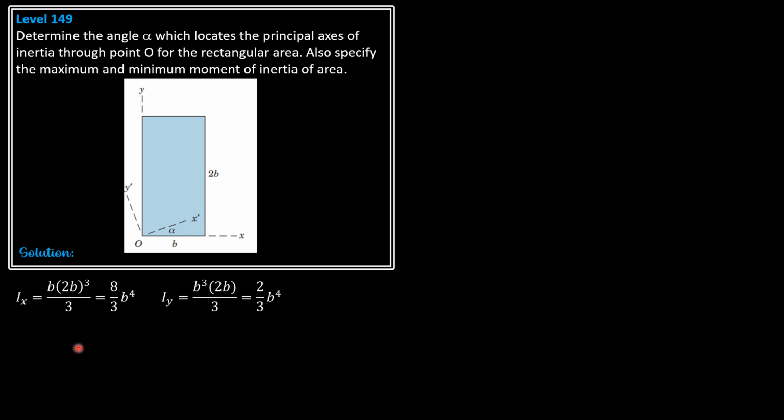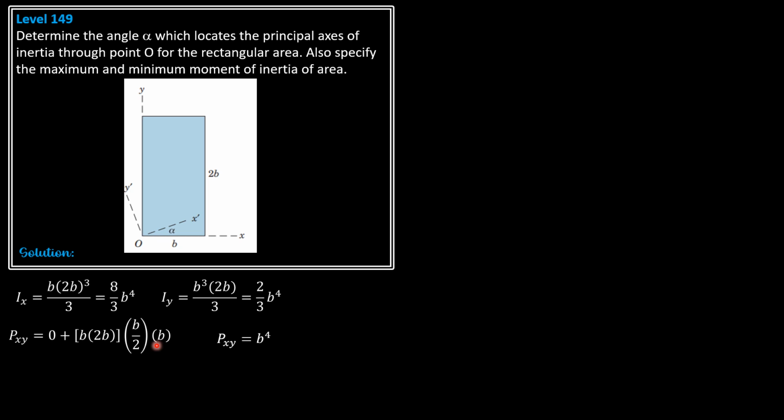Then product of inertia with respect to the centroid is 0 because it is symmetric with respect to both axes, plus area of rectangle which is b times 2b, x bar is b over 2, y bar is b. So Pxy is equal to 0 plus b times 2b, b over 2 times b. So it is b to the fourth. So product of inertia equals b to the fourth.